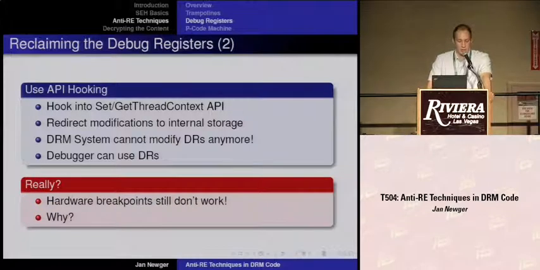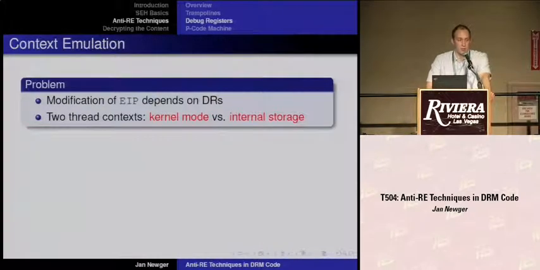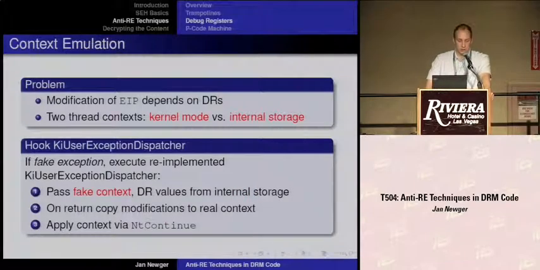So there's a problem with this, because hardware breakpoints still won't work. The reason for this is that we actually have two different thread contexts. On the one hand, we have the kernel mode thread context, which is maintained by the operating system. And on the other hand, in this situation, we would have our internal storage of context records. So how can we solve this?